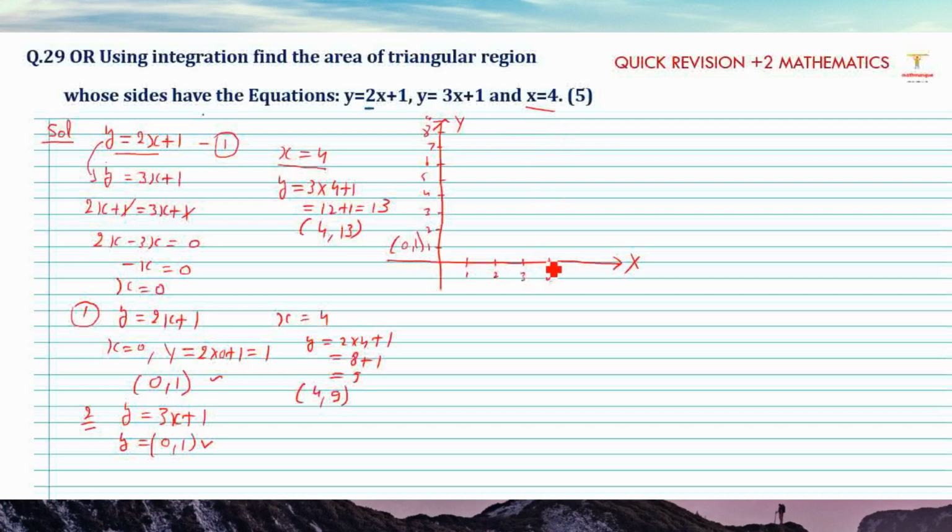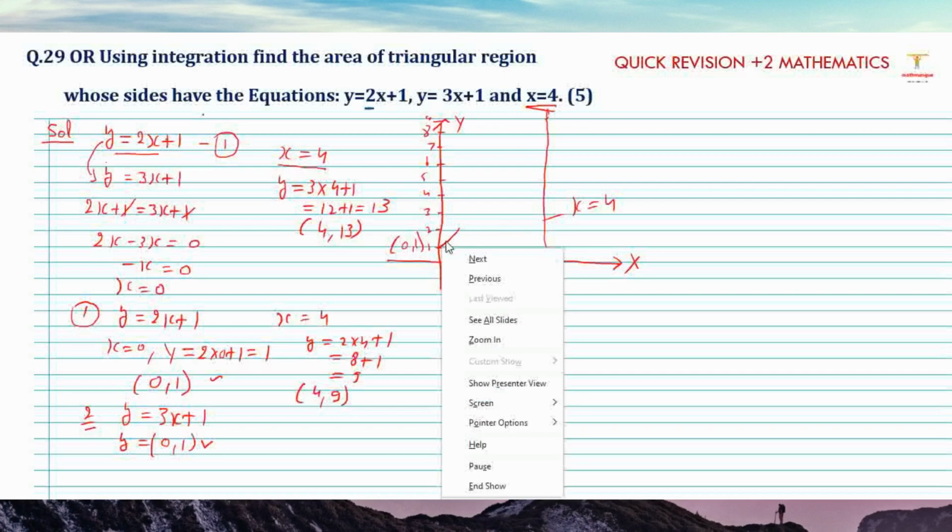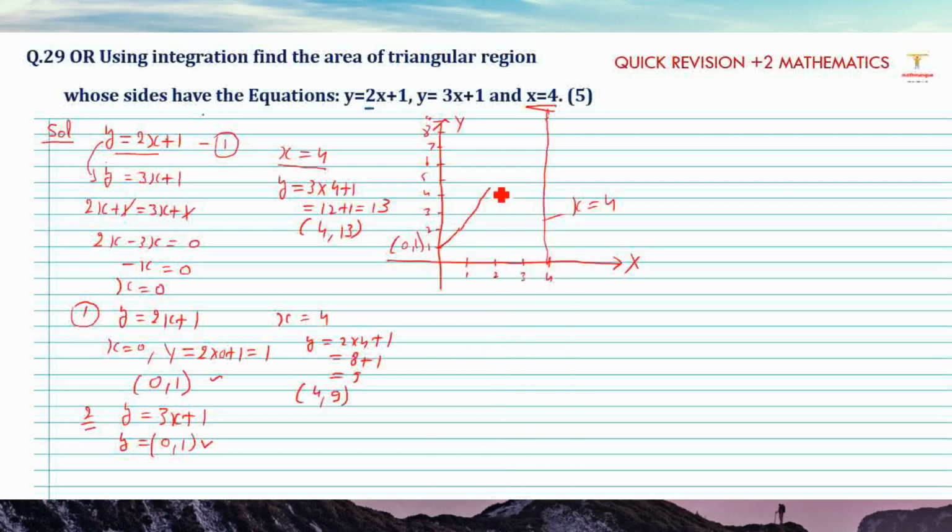Now this equation, x is equal to 4, is nothing but a line parallel to the y axis. So I am drawing this line here. This line is x is equal to 4. So this line is intersecting this line here. Just you check it out. This line is intersecting it here actually. You just draw it like this here, right? This point is (4, 9).